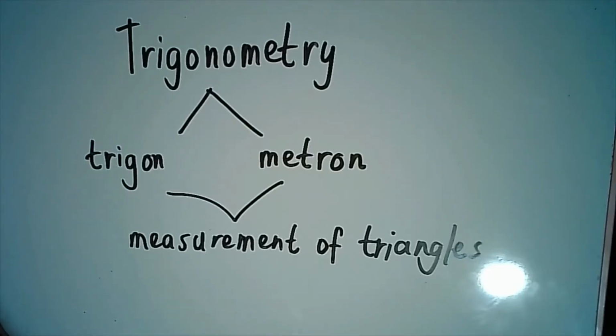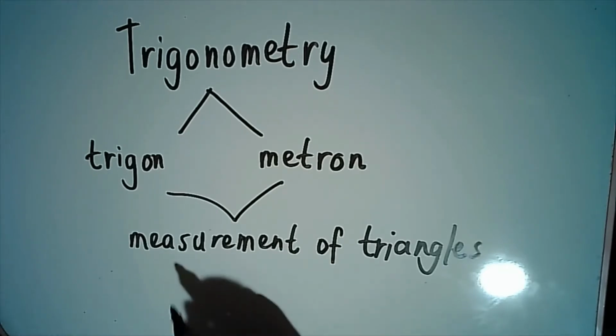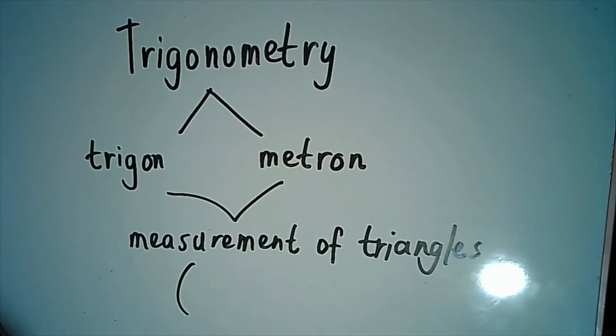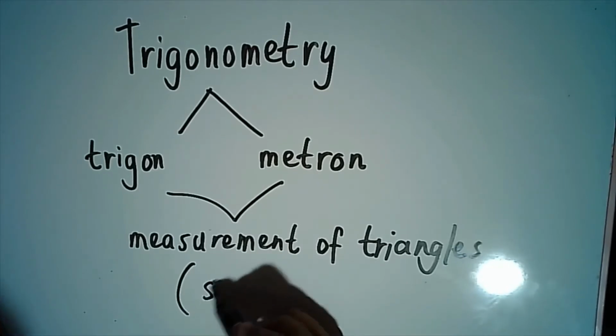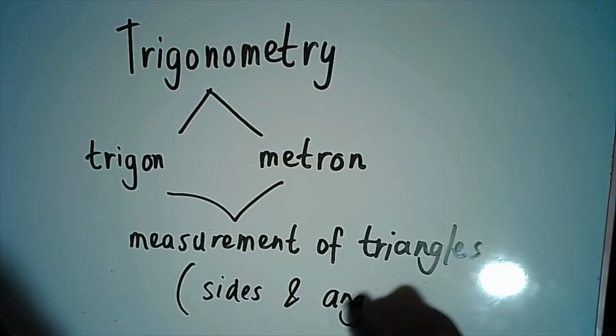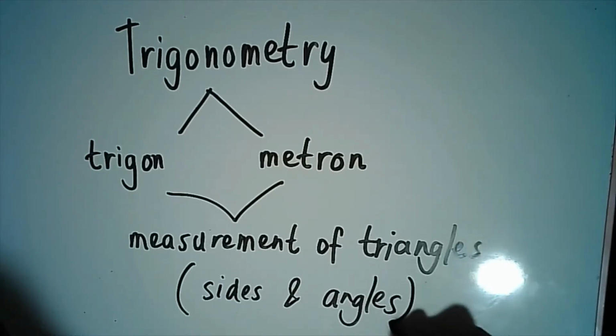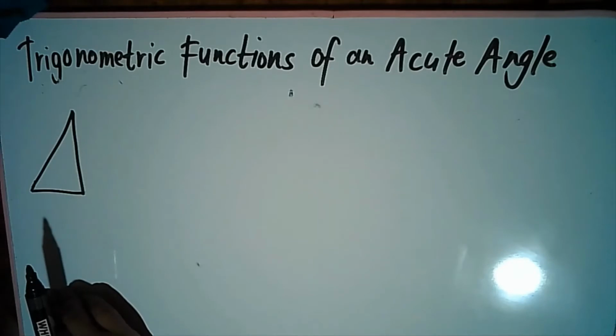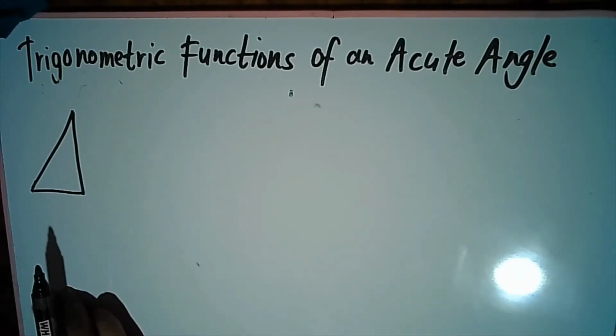Trigonometry comes from the Greek words trigon and metron, which mean measurement of triangles. So we will be dealing with the measurement of triangles, particularly their sides and angles. Okay, let's talk about the trigonometric functions of an acute angle.